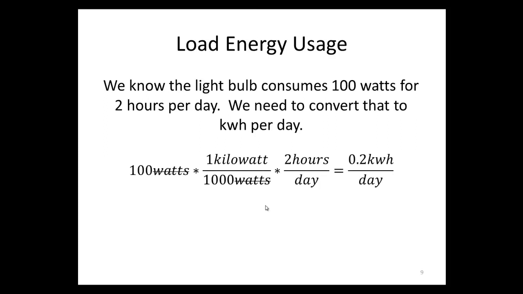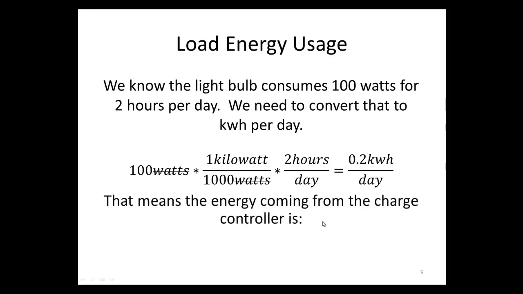So how we do that is we start with 100 watts. We first convert to kilowatts by knowing that 1 kilowatt is 1,000 watts. Remember, kilo means 1,000. We also know that it uses 2 hours per day. So when we do our unit analysis, we see that we get 0.2 kilowatt hours per day.